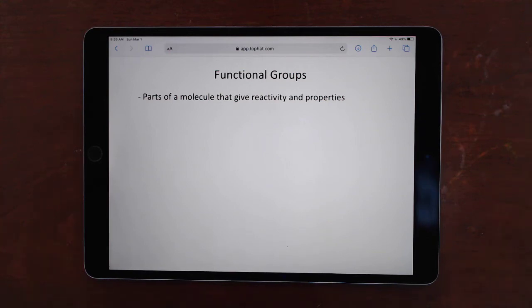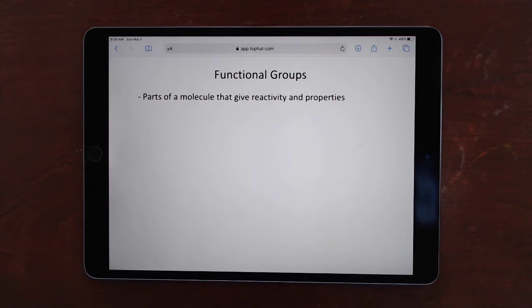Hello. So this is chapter 2 for the Top Hat textbook. With that, we're going to be going through here. It's going to be talking about the functional groups, as well as quite a bit of naming of the organic molecules. So we're going to start off with looking at the various functional groups.